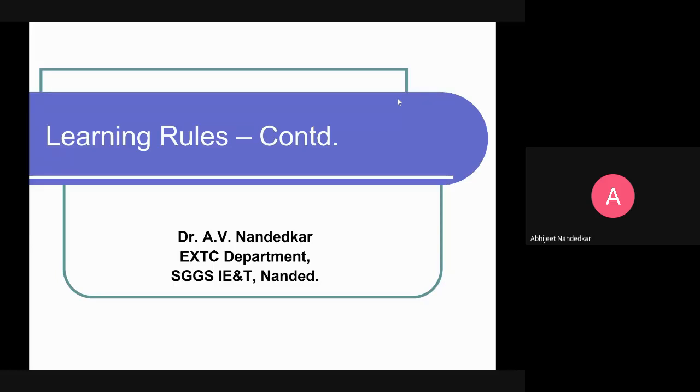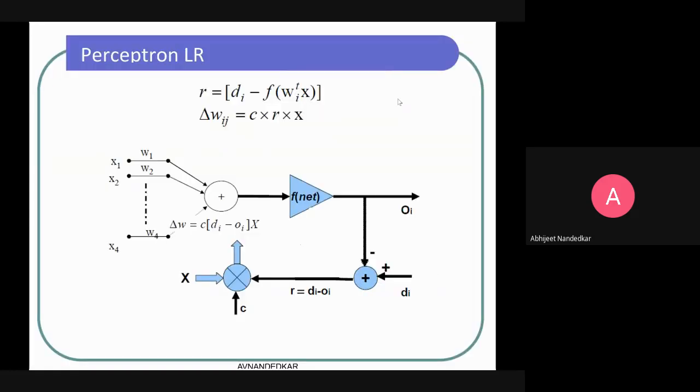So, in continuation with the earlier rule, last time we saw the perceptron learning rule, where the rule is d minus o. So, change in weight is given by c r x.